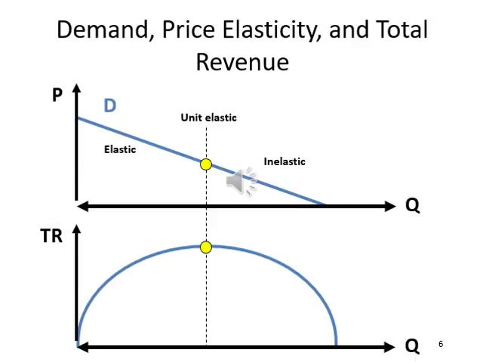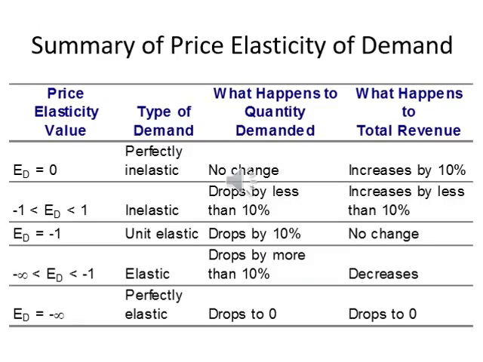For example, when demand is elastic, a cut in price increases total revenues. On the other hand, a cut in price reduces total revenues if demand is inelastic. The bottom graph shows the change in total revenue depending on the price elasticity. The table summarizes change in total revenue with respect to elasticity value.